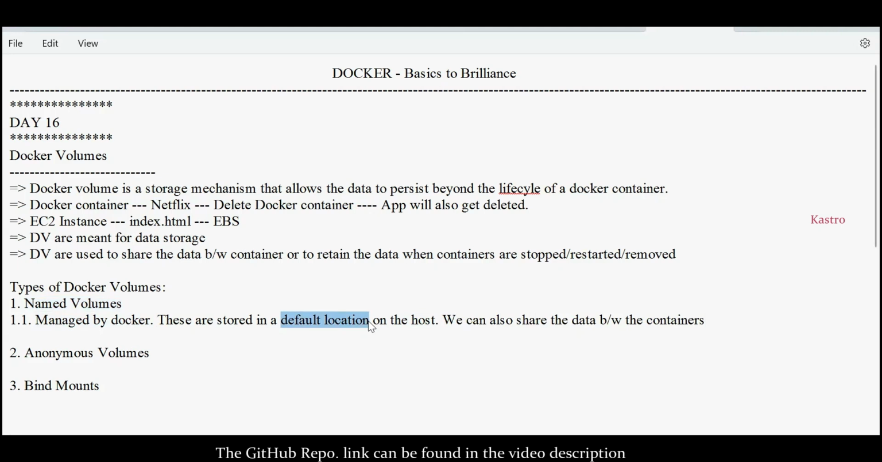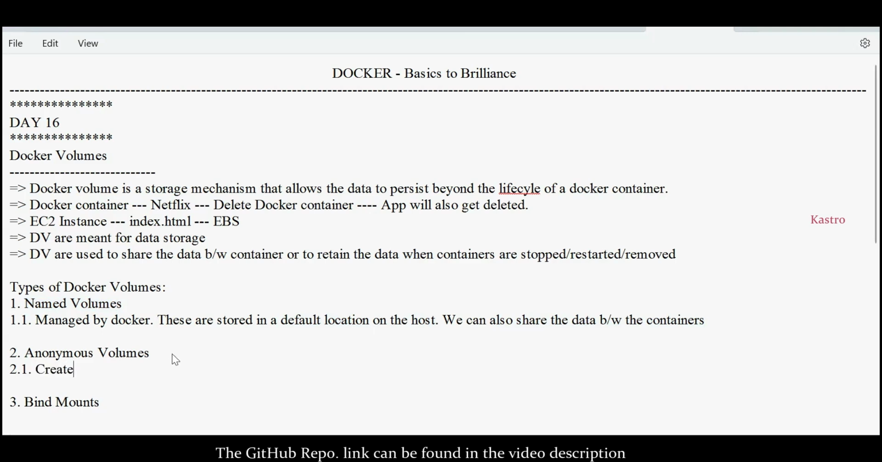Okay, this default location, where will it be available? It will be available on the EC2 instance. And these named volumes, whatever data is available inside them, we can share between different containers. That's about named volumes. And then comes the next one, which is known as anonymous volumes.